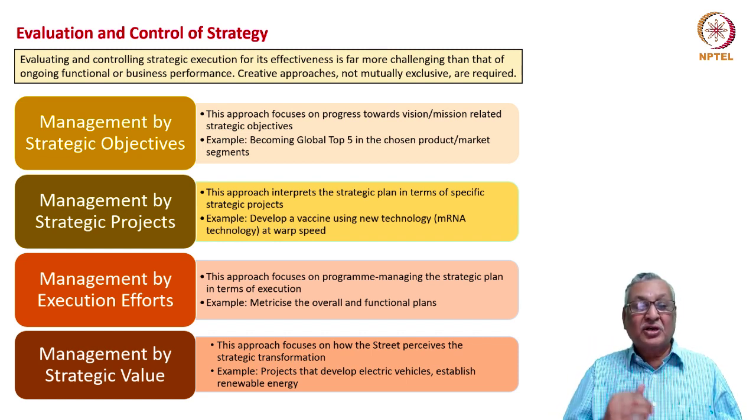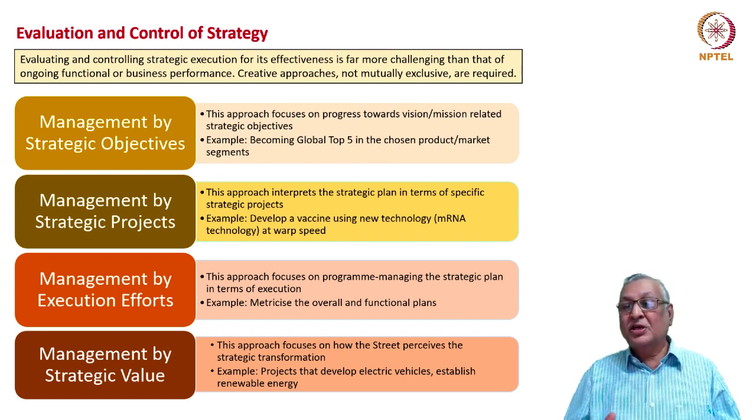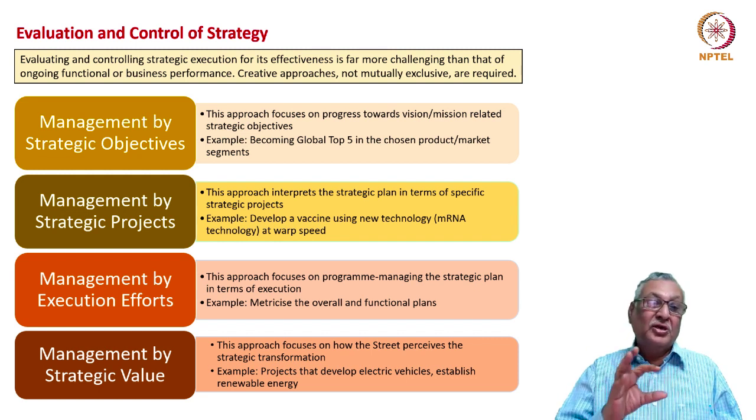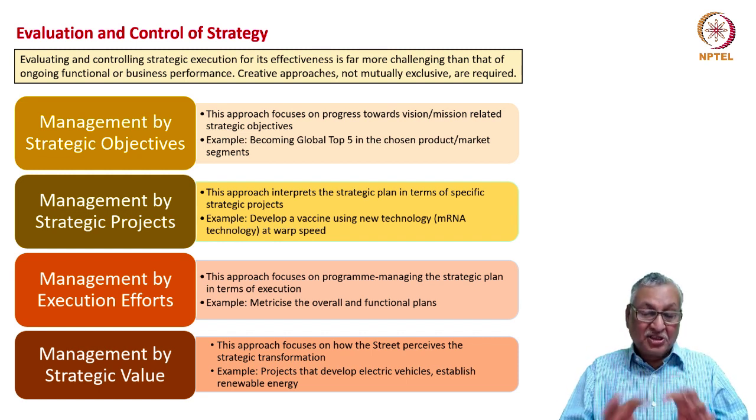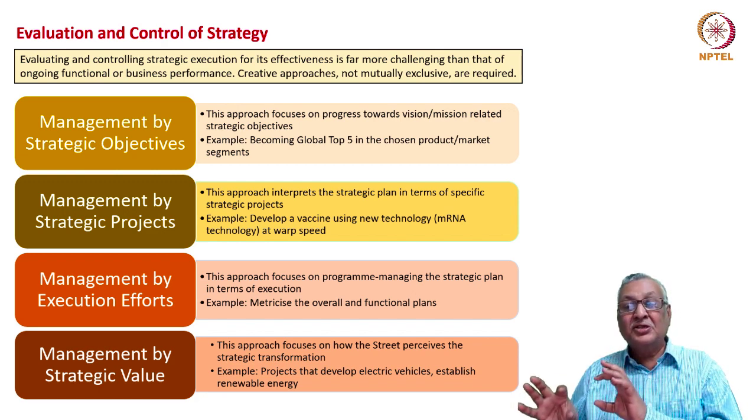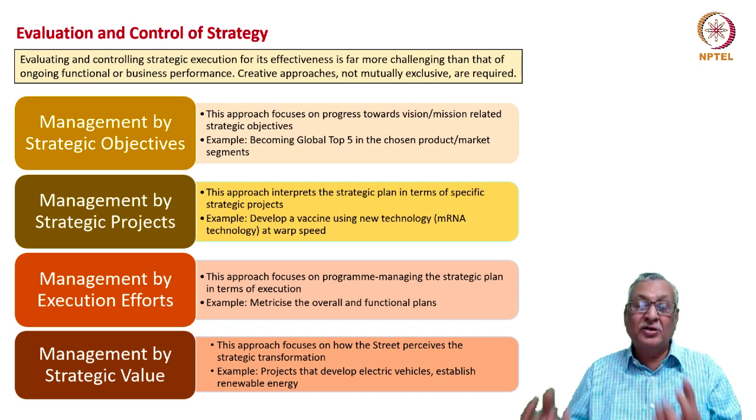Second, management by strategic projects. To be able to achieve those strategic objectives, typically we need 3 or 5 strategic projects which will make the transformation in strategy feasible. Therefore, you should disseminate the strategic planning process in terms of strategic project formulation, which can be felt by different companies.